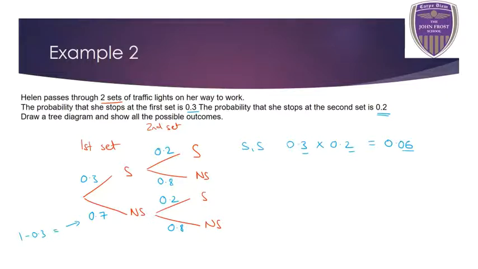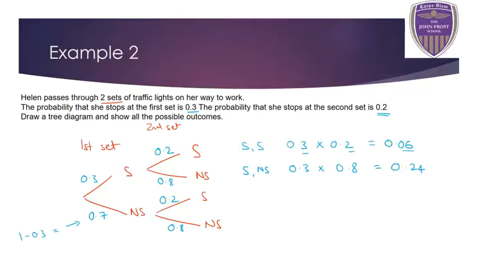Okay, the next possibility then is she stops at the first set and she doesn't stop at the second set. Look at the information. There's a 0.3 chance she stops first. There's a 0.8 chance that she doesn't stop in the second set. So we times those together now, which is 0.24. Third outcome then, so we've done the outcomes where she stops at the first set. Let's now do the ones where she doesn't stop at the first set.